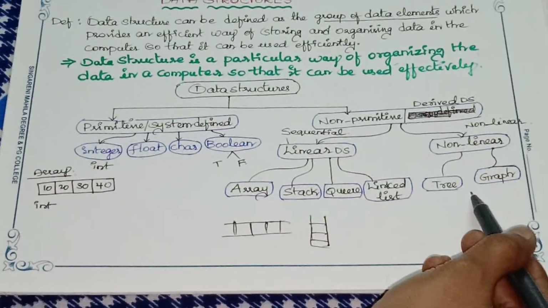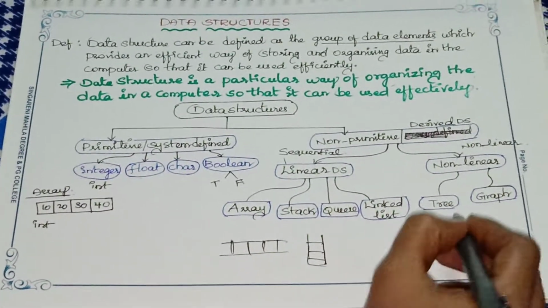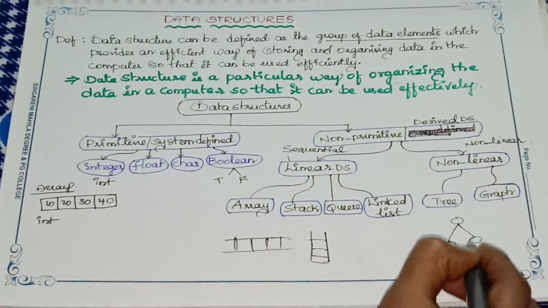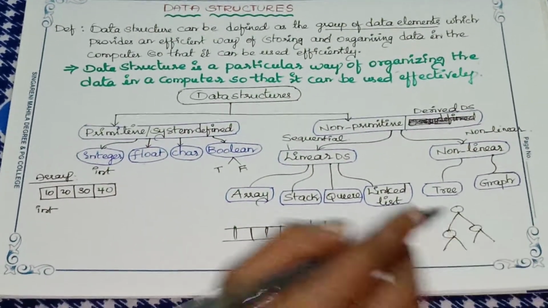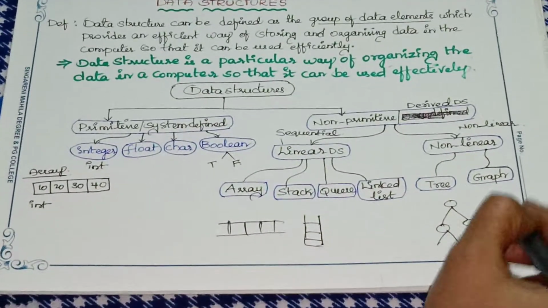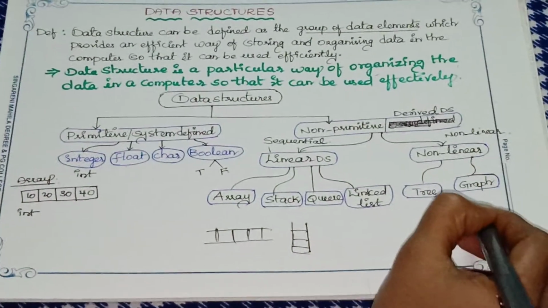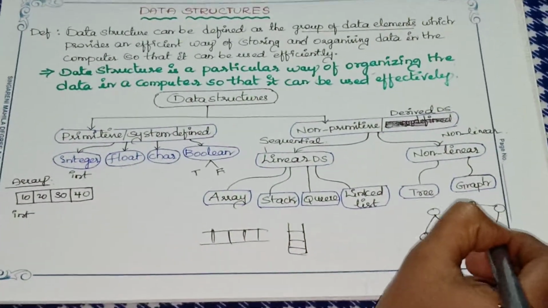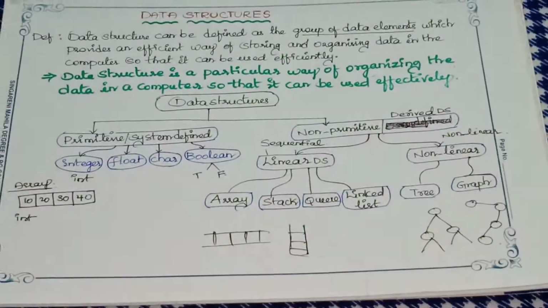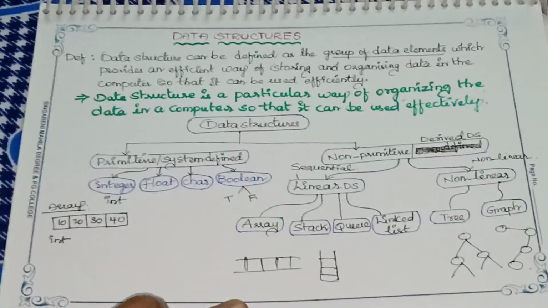When we come to the non-linear, you can guess that here there is no line manner. It will be something different. Like a tree, you can assume that it has a structure with a node, a parent node, and having children. This is not linear, so it is non-sequential. And a graph is also like this, with connectivity. This is about data structures and types of data structures. Thank you.